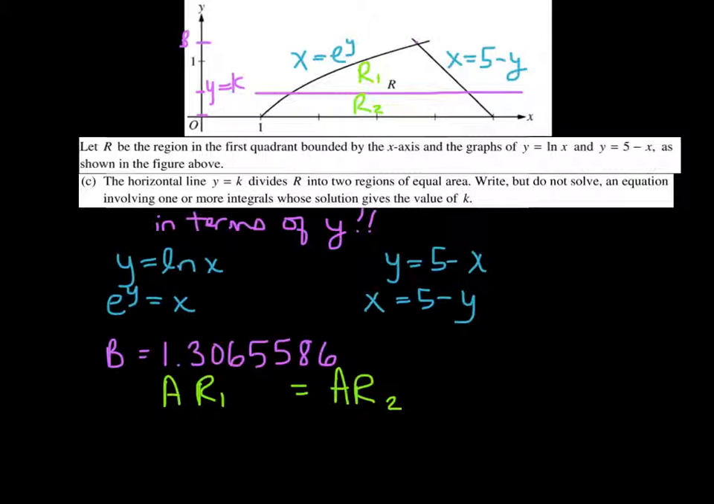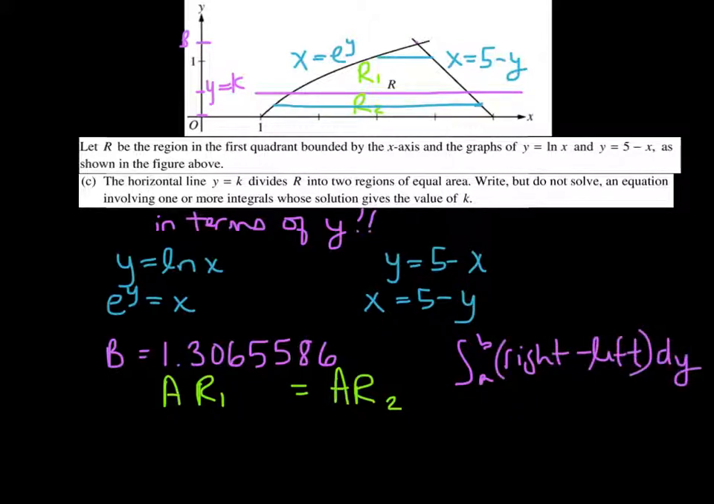Usually when we are doing the area formula, if it's in terms of x, it's upper minus lower. But now because we're in terms of y, it's going to be right minus left. If I draw my slices in, I would draw a slice from the right to the left for each of these. So the area formula in general is the integral from a to b of right minus left, dy.